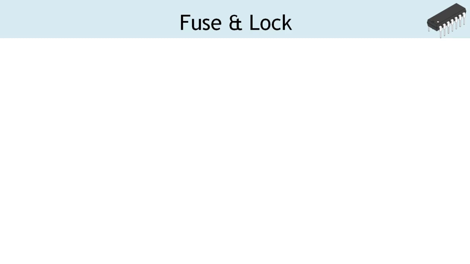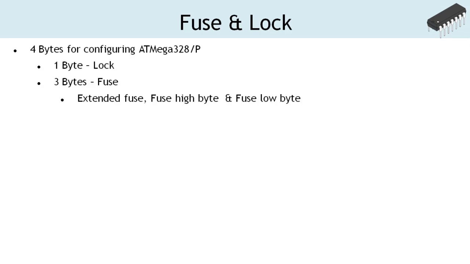In today's lesson, we shall learn about the fuse and lock bytes. The lesson is accompanied by a hands-on session in which we shall program the fuse and lock bytes. This will configure the Atmega 328 for further usage. There are 4 bytes in a separate non-volatile memory area, which is used to secure the code in the microcontroller and configure it. One of those bytes is lock byte, while the other 3 are fuse bytes.